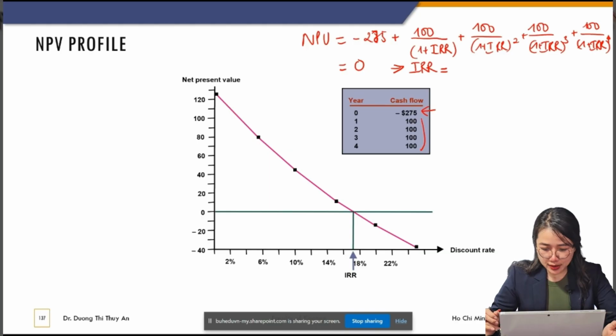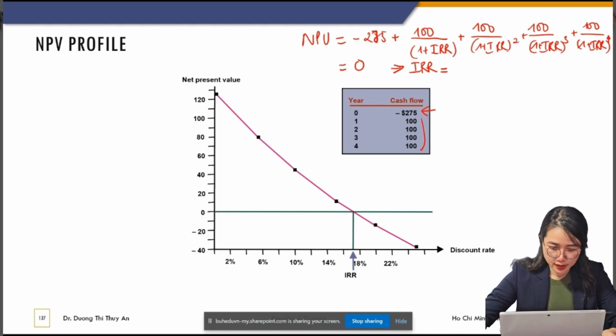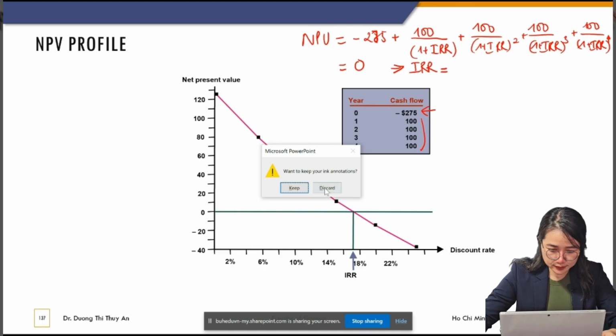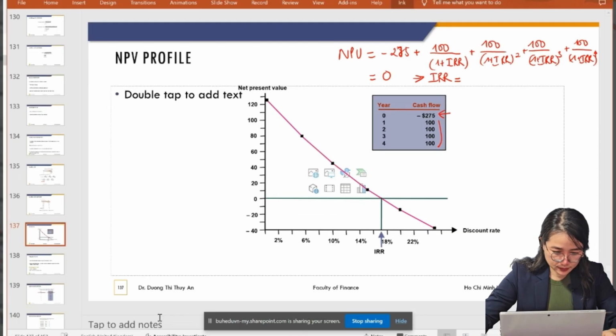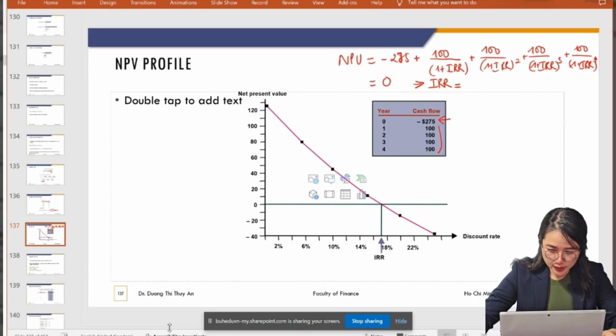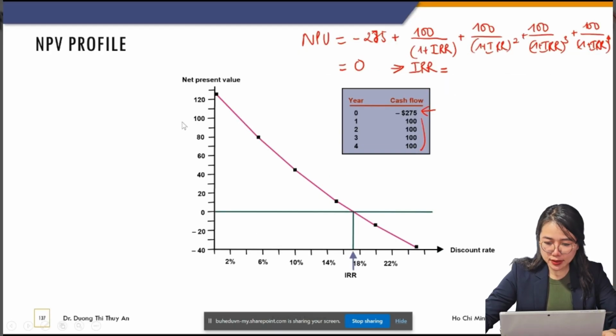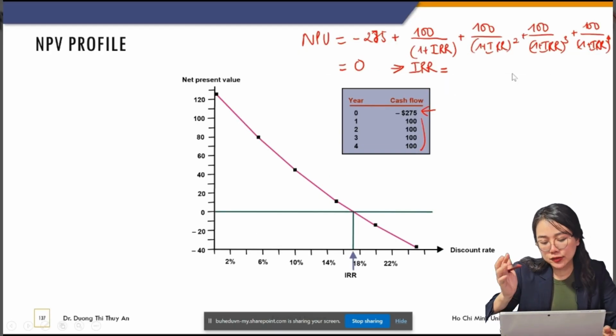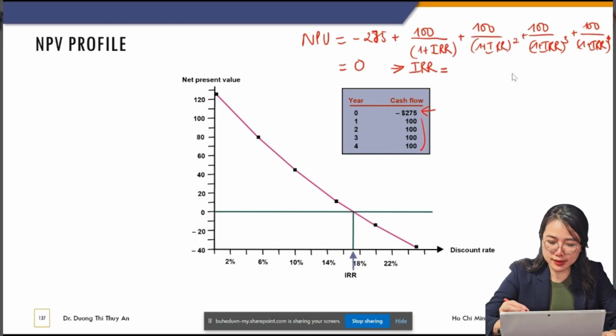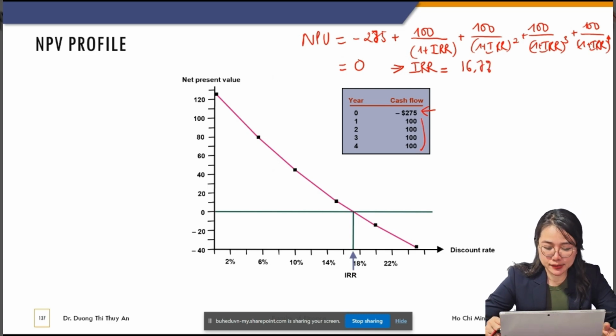It is somewhere about 16%. Okay, let me check. I don't have the number here. Okay, please solve the IRR. For example, I say IRR is about 16.7%.